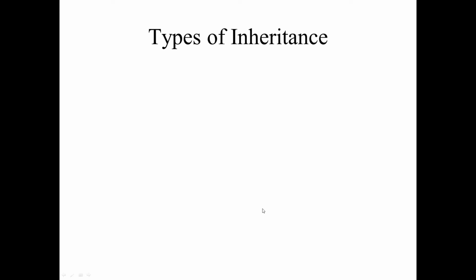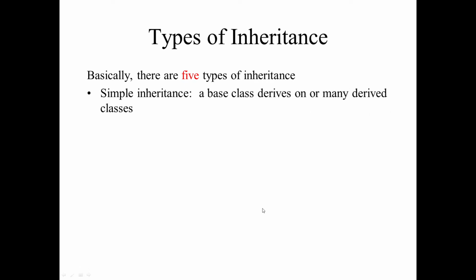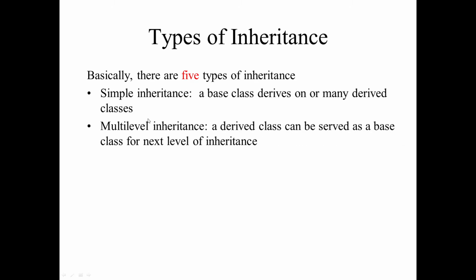Now let us see the types of inheritance. So there are a total of 5 types of inheritance. First, it's simple inheritance. As the name itself suggests, the construction is simple. A single base class derives a single derived class. So here one base class gives you one derived class. If this type of construction is there, then that inheritance is called simple inheritance.